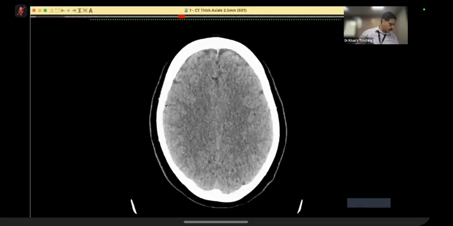This is a 29-year-old female, clinically stroke, left-sided weakness. So the stroke team has asked for this scan, A&E scan. Over to you. Okay, sir.